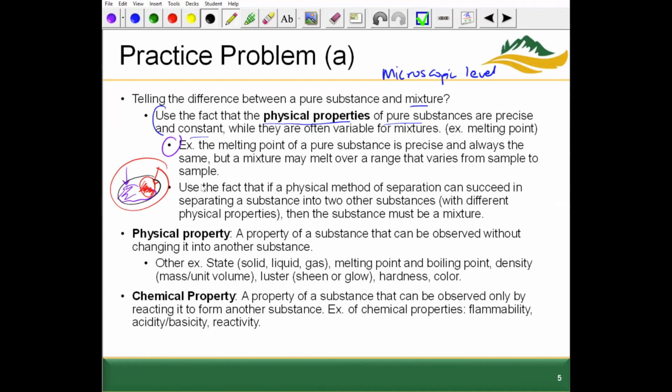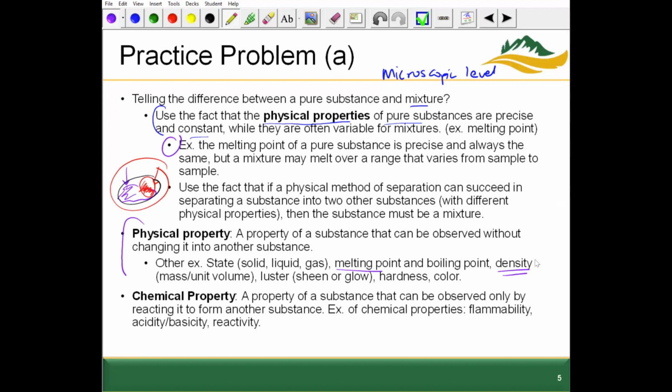Again, a mixture will have components that melt at different temperatures, while a pure substance will all melt at the same temperature. And now we also did work with sample A, so other examples of physical properties other than just looking at the different melting points. You can use any of these physical properties to be able to say if you have a mixture or a pure substance. And for sample A, we specifically were looking at the density.